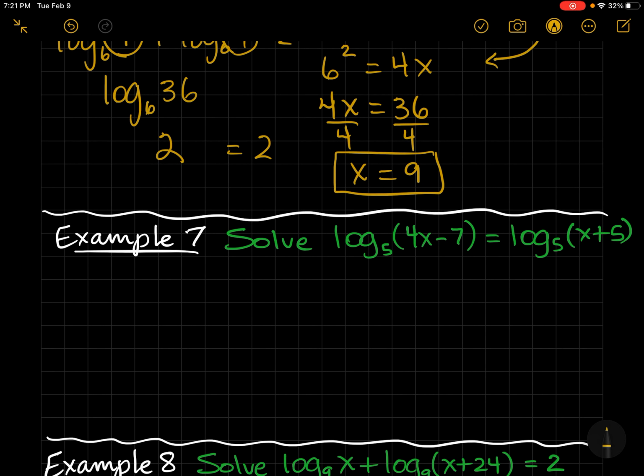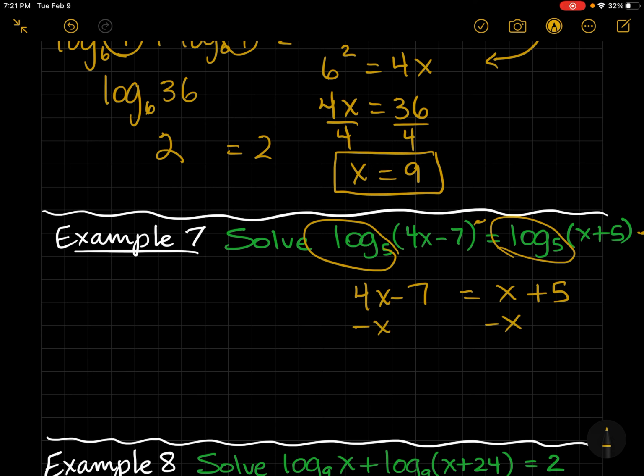Alrighty, let's solve this equation. Remember in the very beginning, I showed you the properties of equality. If you have the log, same base on both sides, and there's nothing added or subtracted, just an equal sign, same base, then 4x minus 7 equals x plus 5. Pay close attention because you'll have one of these in the homework.